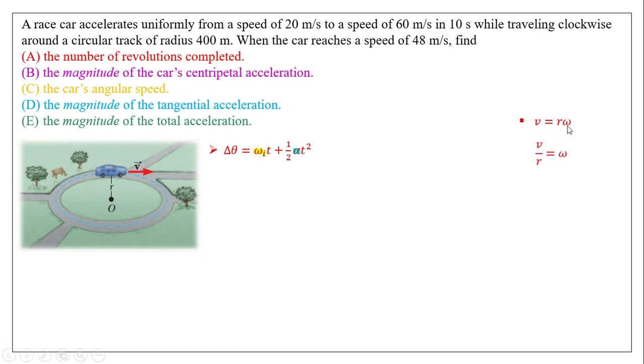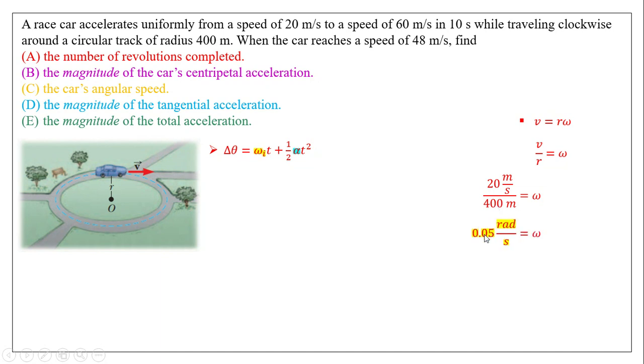In order to find omega, I need to divide both sides by r. So omega is equal to v divided by r. Now that I have an expression for omega, I can use it to find omega i and omega f. So here I'm just going to plug it in. What's the initial omega? I can just go with the initial velocity, which is given here as 20, and then the radius is 400.